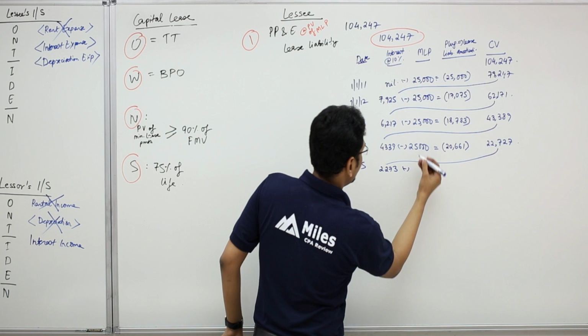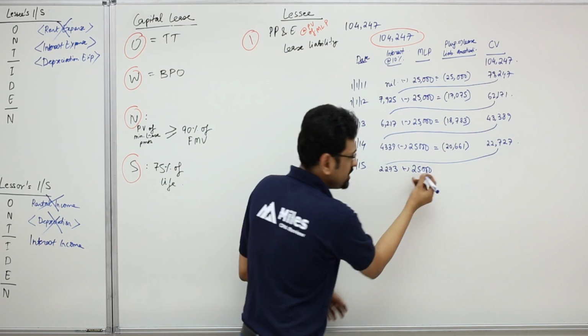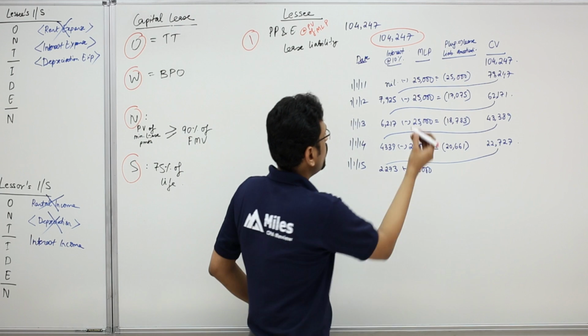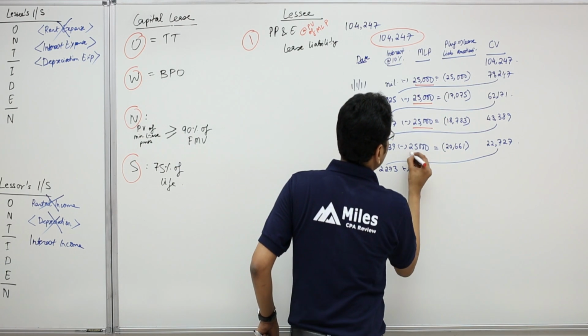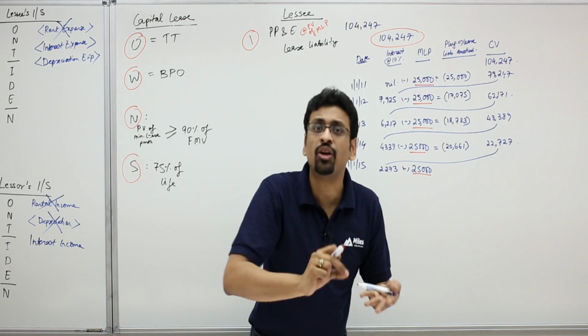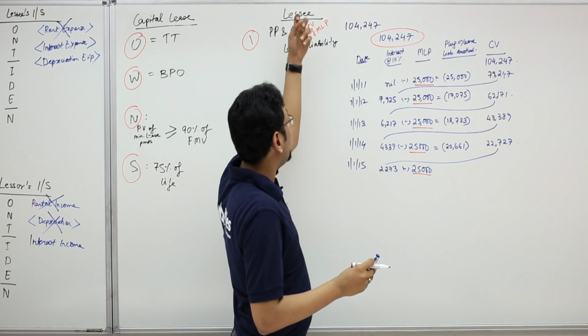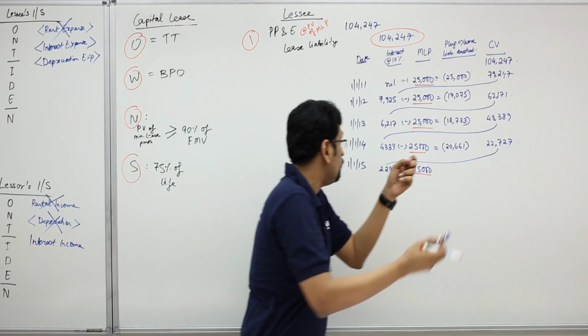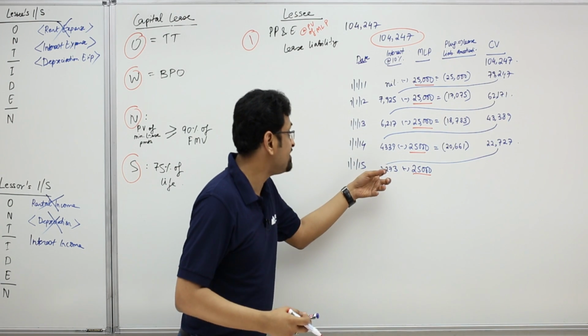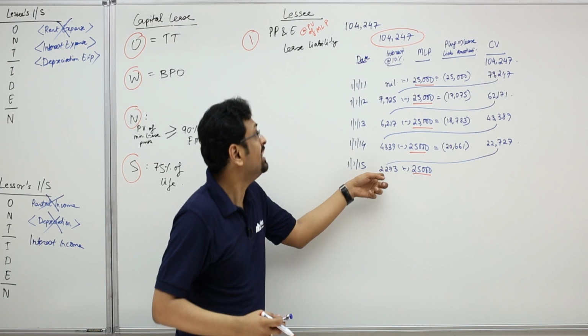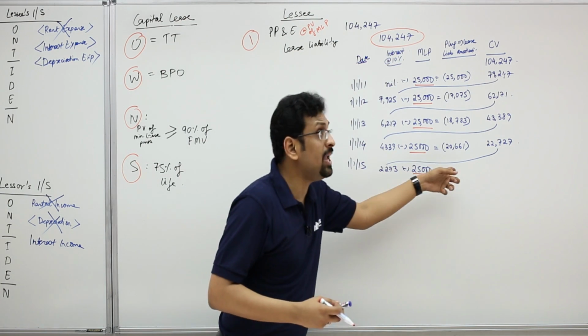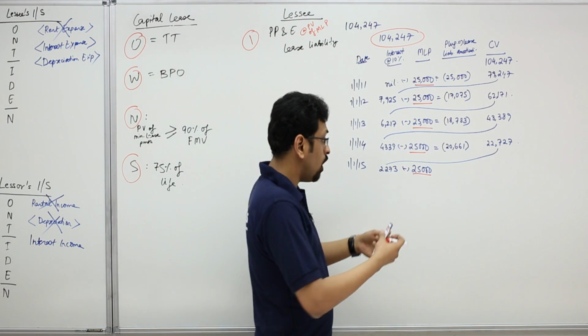The minimum lease payment is fixed. That's $25,000 each period. Guys, look at this. $25,000 is fixed. That's decided. That's signed off on the lease. Of the $25,000 that the lessee is paying to the lessor on 1st Jan 2015, we are saying 2,273 is interest expense. The remaining is amortization of the liability.